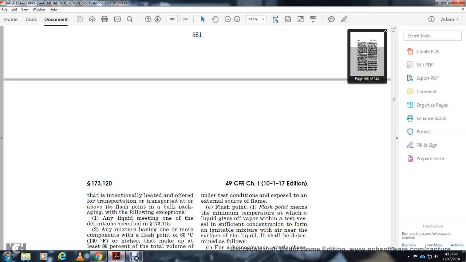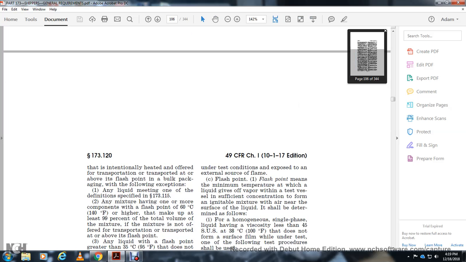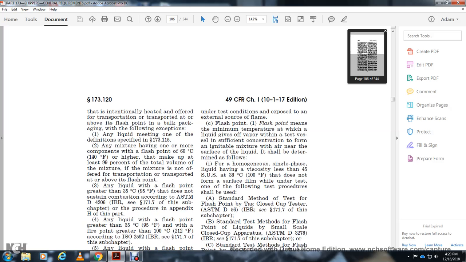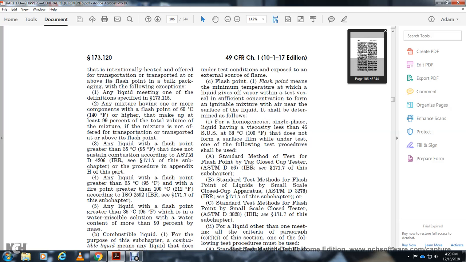meeting the definition in 173.115, a mixture having one or more components with a flash point of 140 degrees or higher that make up at least 90% of the total volume of the mixture, if the mixture is not offered for transportation or transported above its flash point. Any liquid with a flash point greater than 95 degrees that does not sustain combustion according to ASTM D4206 or the procedure in appendix H of this part; a liquid with a flash point greater than 95 degrees Fahrenheit and a fire point greater than 212 degrees Fahrenheit according to ISO 2592; and a liquid with a flash point greater than 95 degrees Fahrenheit that is a water-miscible solution with a water content of more than 90% by mass.